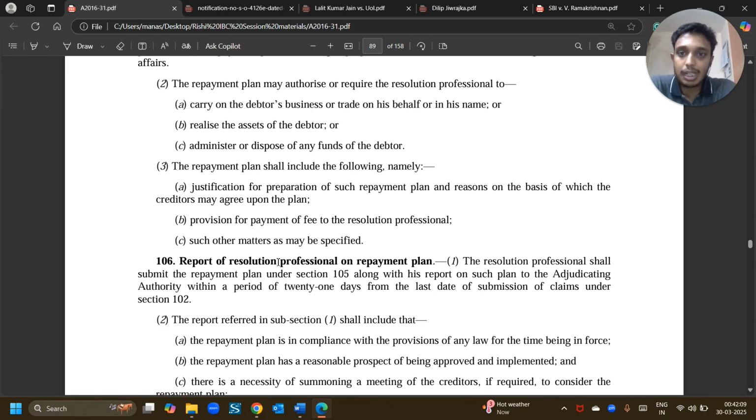Subsection 2 says, the repayment plan may authorize or require the RP to do the following. A, carry on the debtor's business or trade on his behalf or in his name, or realize the assets of the debtor, or administer or dispose of any funds of the debtor.